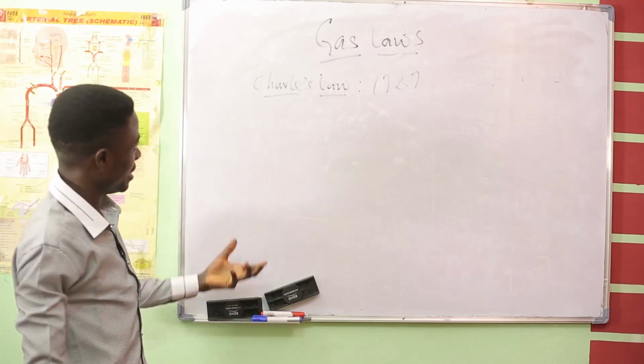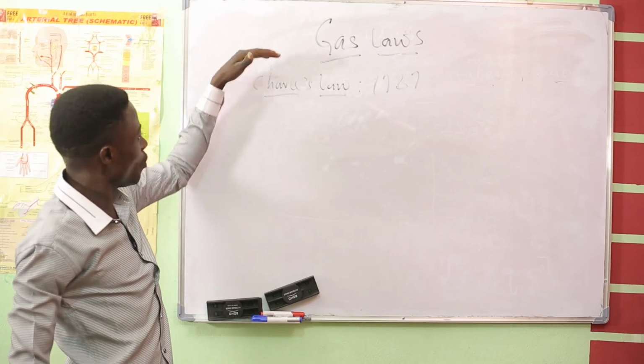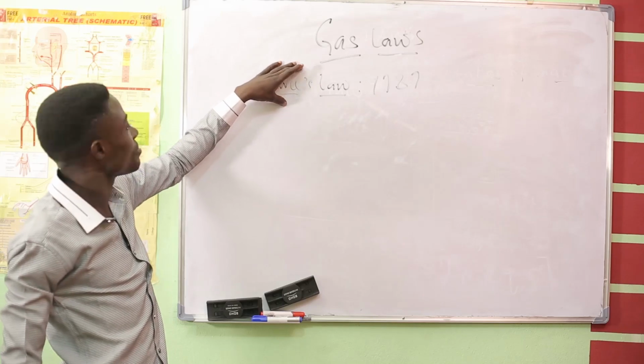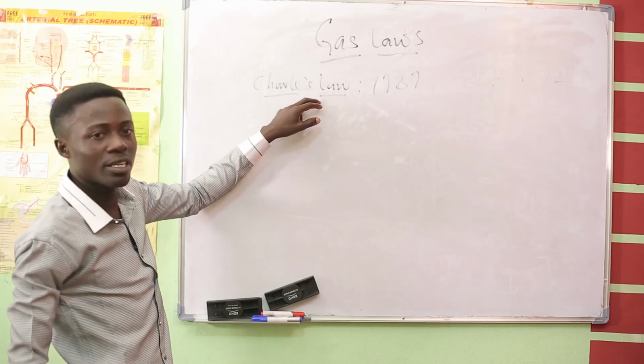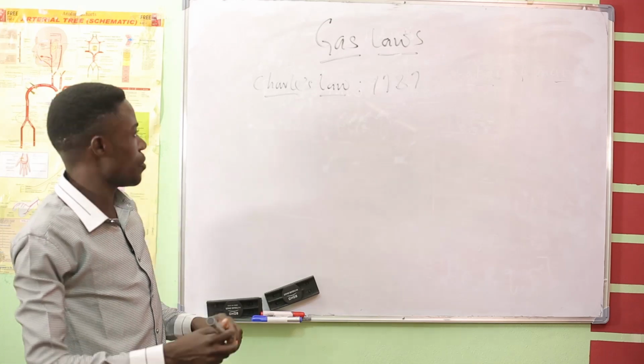And this is what Charles says. According to Charles, in his law, the volume of a fixed mass of a gas is directly proportional to its temperature at constant pressure.